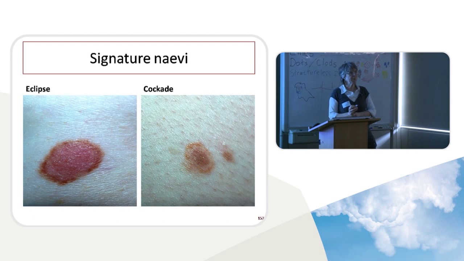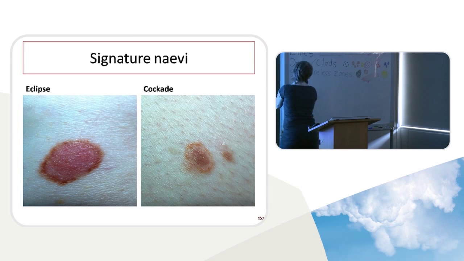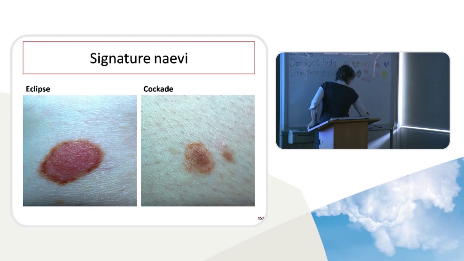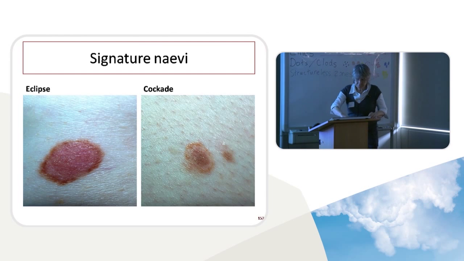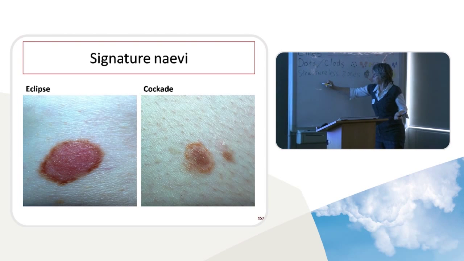So the eclipse nevus is an annular nevus. We have the sun going across the moon. And that's interesting. Let's have black. So here we have an eclipse nevus. And it's got two components. It's got the outside component and the inside component.